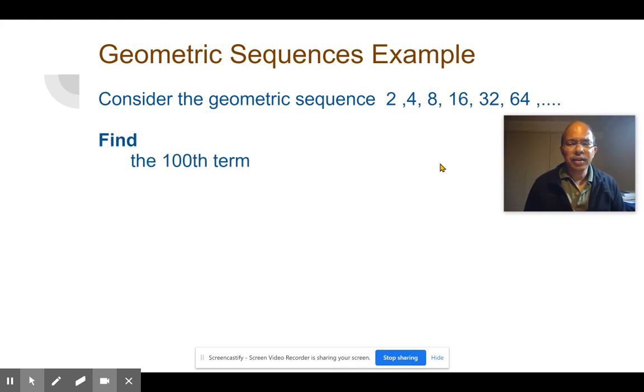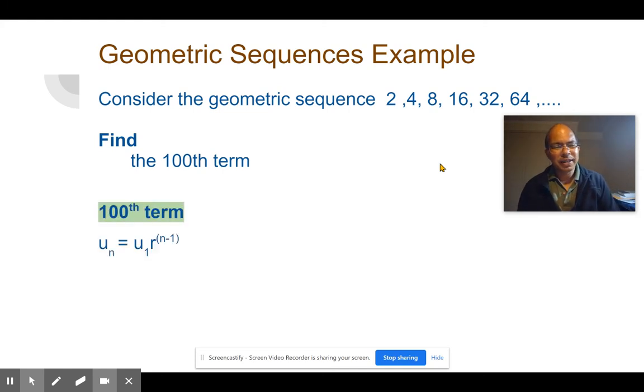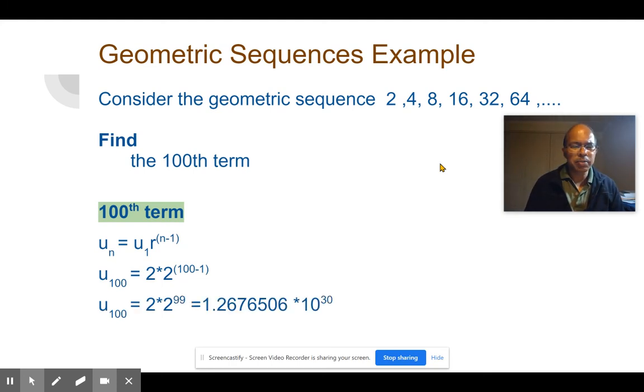And finally, or before that, the 100th term is given by un equals u1 into r power n minus 1. So u100 is 2 into 2 to the power 100 minus 1. Put the values in and you get 1.2676506 times 10 to the power 30.